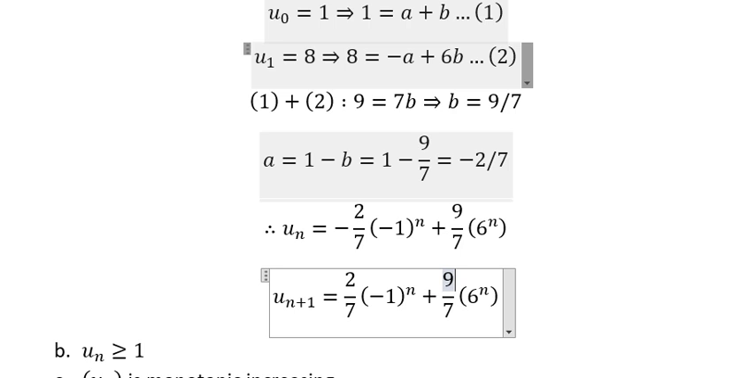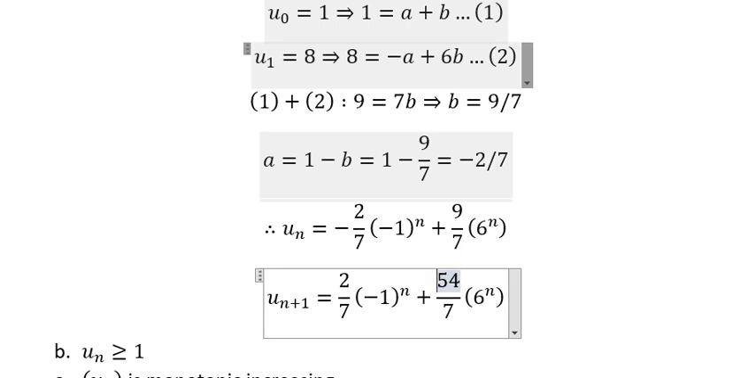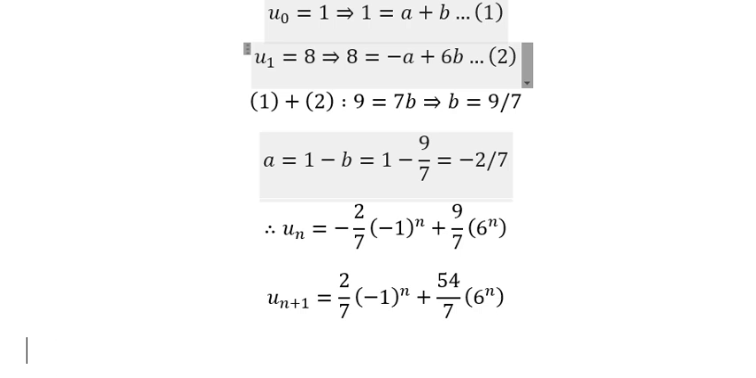45 and 9 should be 54. Okay, so this is what I have. Okay, now what about 6un? So 6un is equal to 6 times everything here.